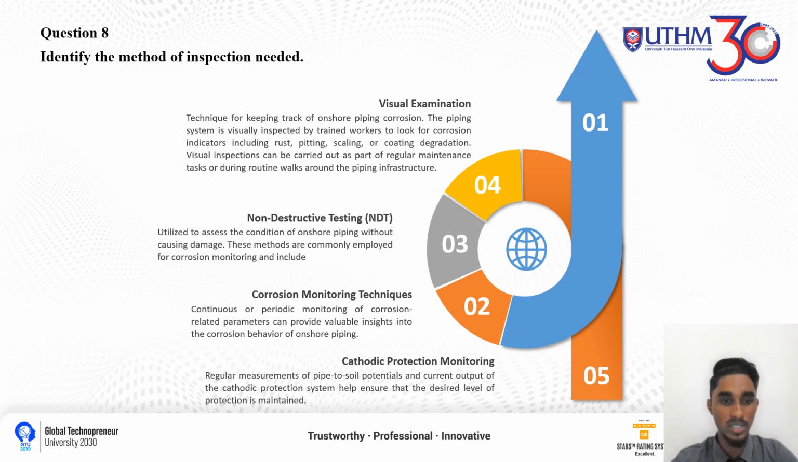The next one is radiographic testing, which uses X-rays or gamma rays to capture images of the internal condition of the piping. It can identify corrosion, erosion, and other defects that may not be visible externally.